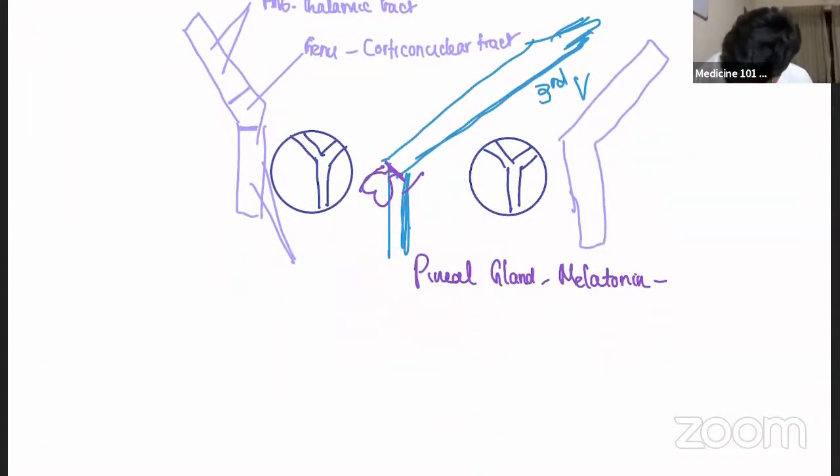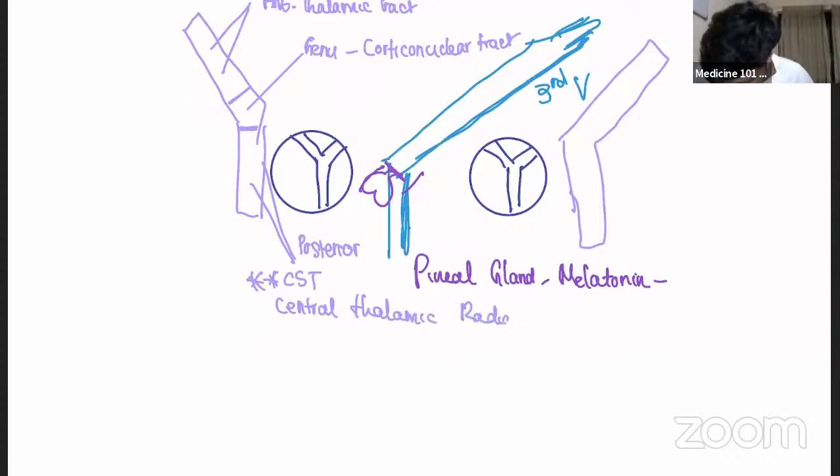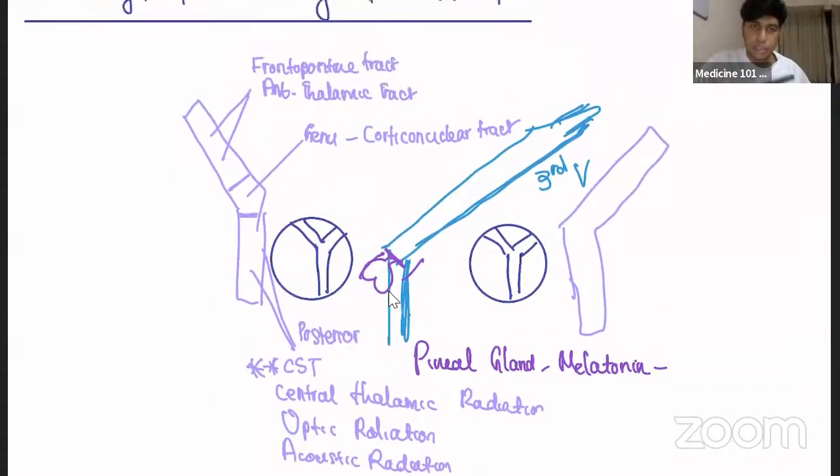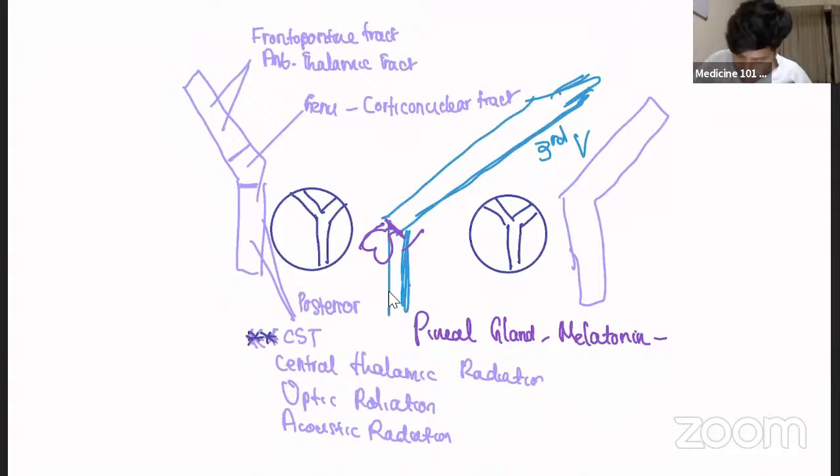And the posterior tract has the corticospinal tract, posterior, so then the central thalamic radiation, optic radiation, and acoustic radiation. These are the tracts which are present in the internal capsule. Okay, these three regions, you need to know the tracts. You need to know the corticospinal tract is in the posterior, and you need to know optic radiation and the acoustic radiation tracts go in the posterior.